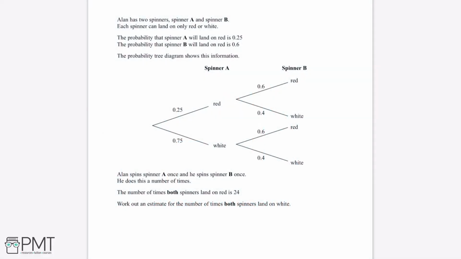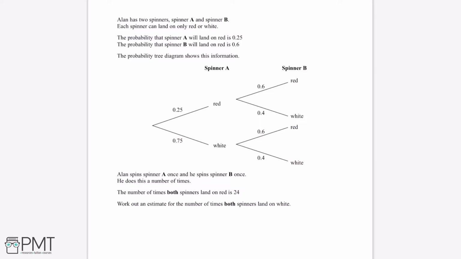Alan has 2 spinners, spinner A and spinner B. Each spinner can land on only red or white. The probability that spinner A will land on red is 0.25. The probability that spinner B will land on red is 0.6. Alan spins spinner A once and he spins spinner B once. He does this a number of times. The number of times both spinners land on red is 24. Work out an estimate for the number of times both spinners landed on white.